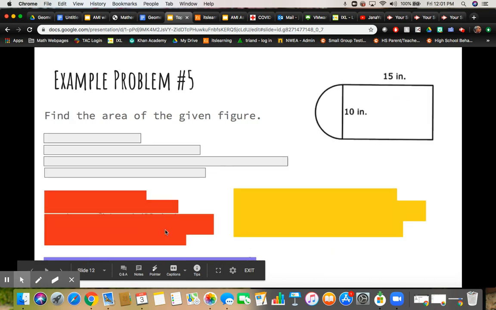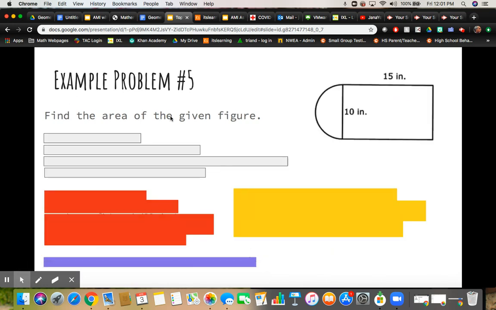Okay, so let's try another problem. So example 5, we're told to find the area of the given figure. We're going to start off with the figure we basically looked at in the very beginning, which was a rectangle and a semicircle. So we need to break this figure into two different ones. We need to find the area of the semicircle and the area of the rectangle. Let's start with the rectangle, just because I think that's super sweet and easy.